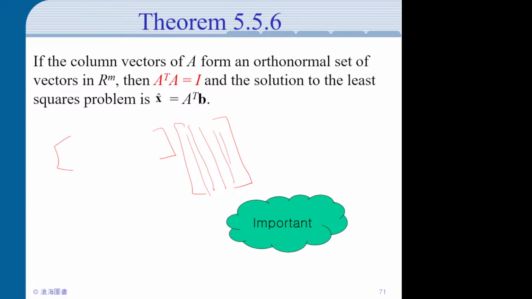We have those n different column vectors in Rᵐ. So let's call them A1, A2 to An. The Ai are in Rᵐ, and then you have those rows. So in Aᵀ, you have A1ᵀ, A2ᵀ, to Anᵀ, right? And this is an n by n matrix, and it's the identity here.